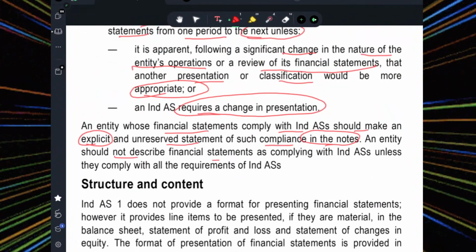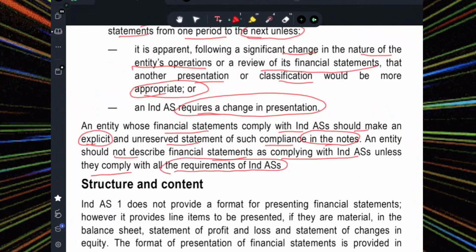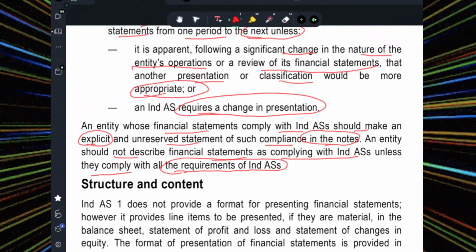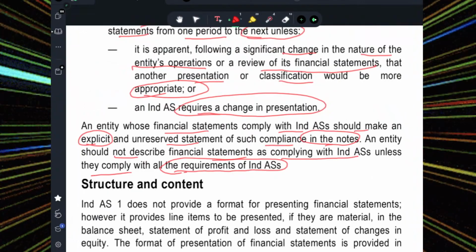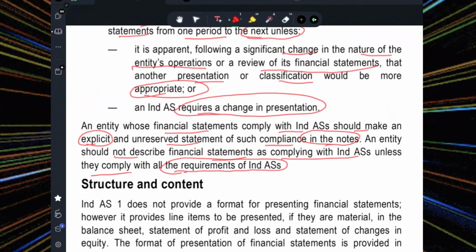An entity should not describe financial statements as complying with Ind AS unless they comply with all the requirements of Ind AS. You can't say you are complying with Ind AS and not follow it. If you say you are complying with Ind AS, you should follow Ind AS. You can't state falsehoods in the balance sheet.